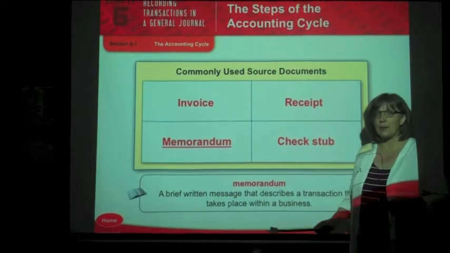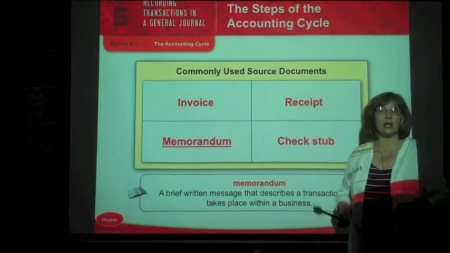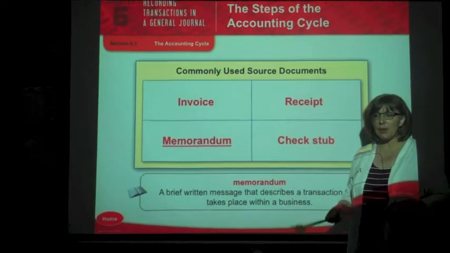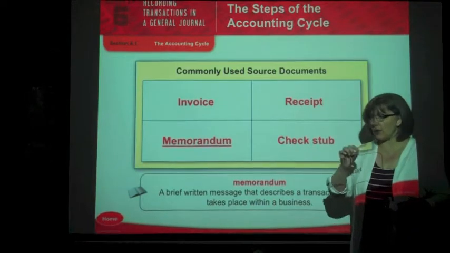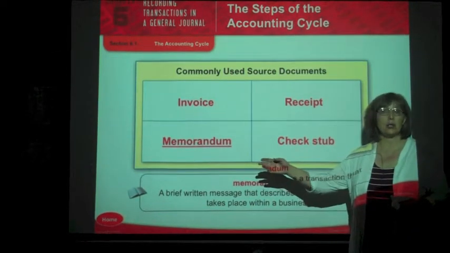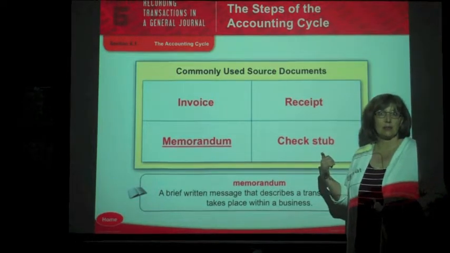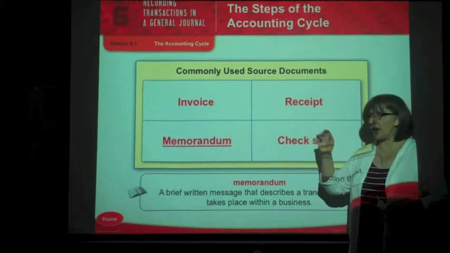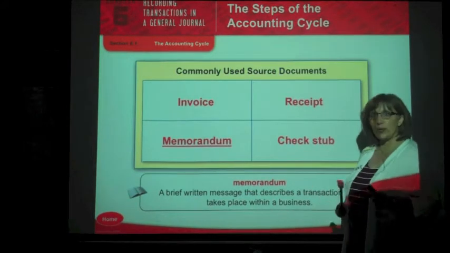An example of that might be if an owner makes an investment into the business. If they make an investment, we want to write it up. We want to write just: owner invested $25,000 into the business from his own personal savings. And we're going to put that in the file cabinet somewhere, and we're going to use that as our proof that something happened.